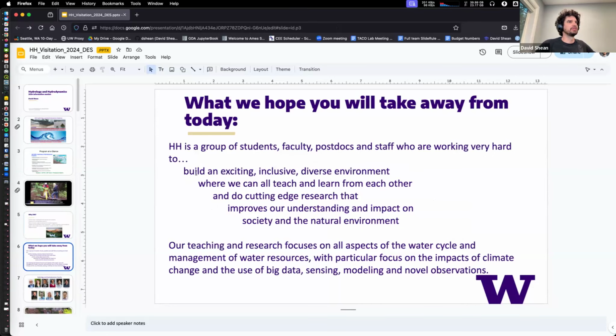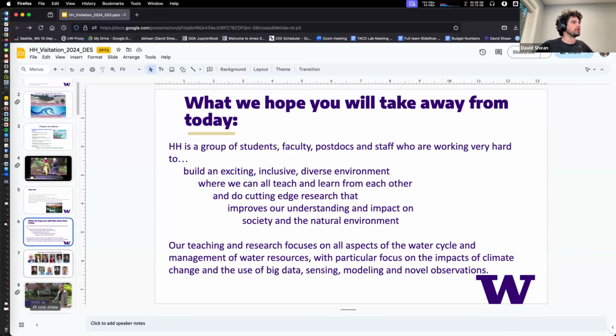A few takeaways. In H&H, we're working to build an exciting, inclusive, diverse environment where we can teach and learn from each other. We do cutting edge research that improves our understanding and impact on society and the natural environment. We focus on all aspects of the water cycle, management of water resources, with a particular focus on the impacts of climate change. We use big data, remote sensing, modeling, and novel observations. In some of the classes I teach, we work on data engineering and data science, critical skills that you're going to need wherever you go after your graduate program.